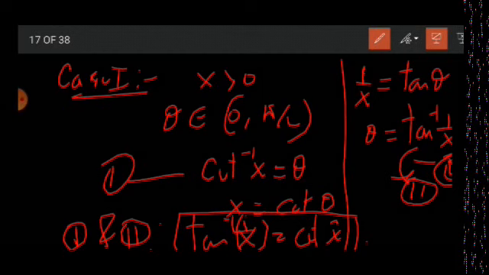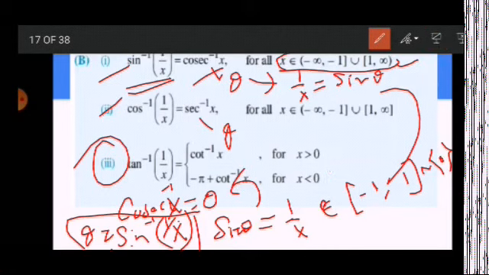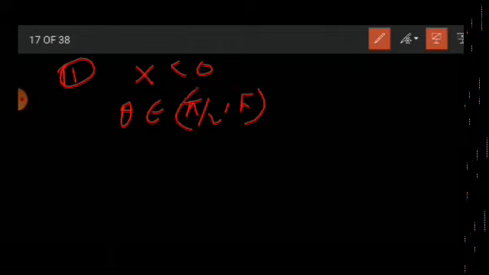But what about x negative? Let's say when x is negative. So case 2 arises when x is negative. When x is negative, then in this case theta belongs to pi by 2 to pi, you can recall here. So theta is less than pi and greater than pi by 2.